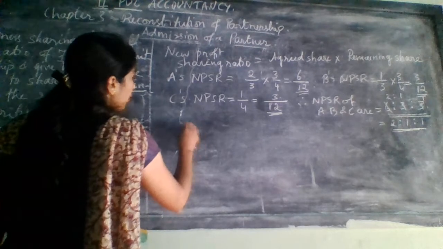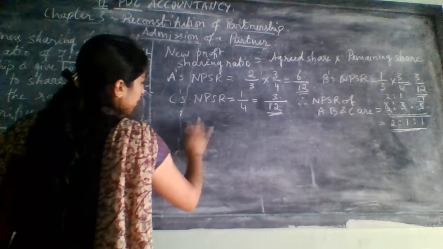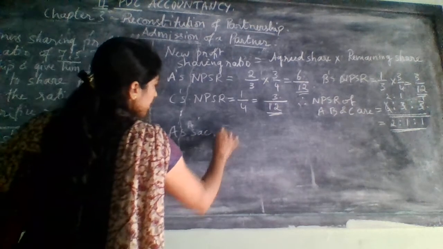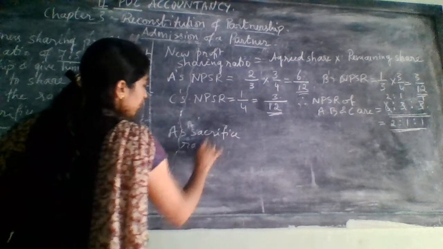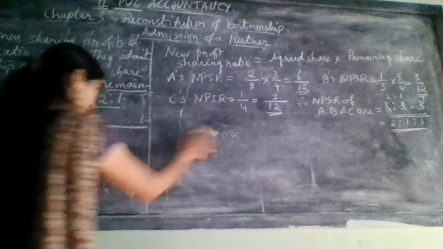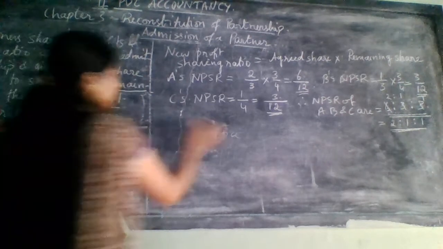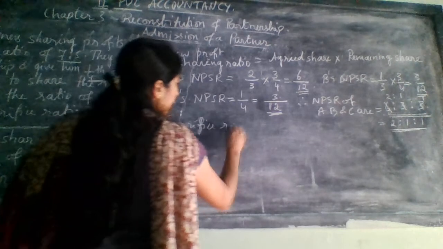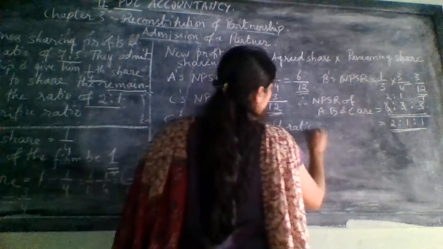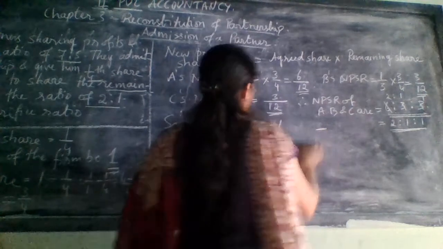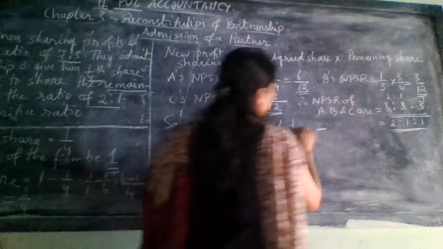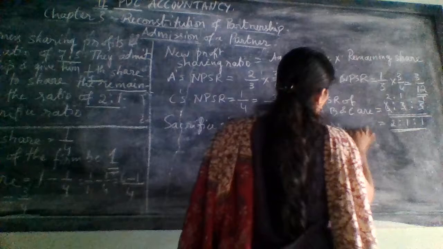Now, first we will write A's sacrifice ratio. Before that, I forgot to write what is important: the sacrifice ratio formula. Sacrifice ratio is equal to old ratio minus new ratio. You can consider here sacrifice share is equal to old share minus new share.